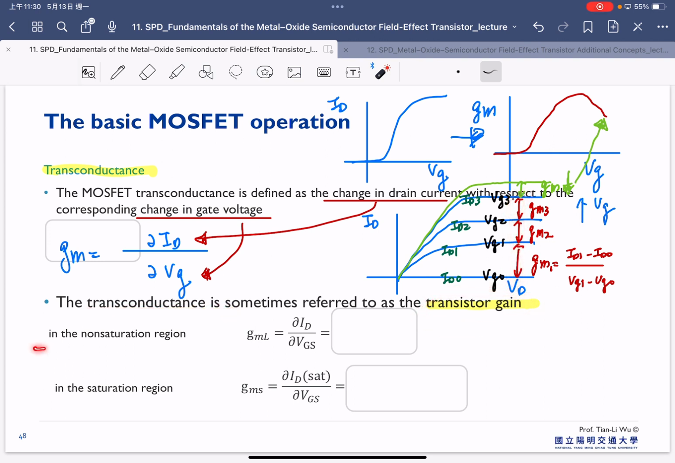In the non-saturation region, we can simply put in all the equations we already have, and then we get this, which is equal to here. And in the saturation region, we can have here.